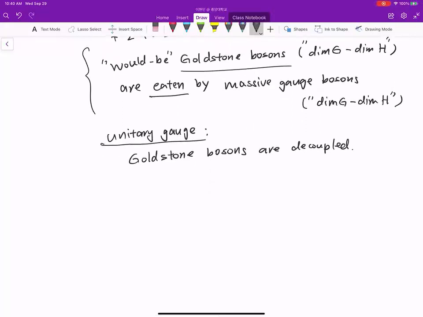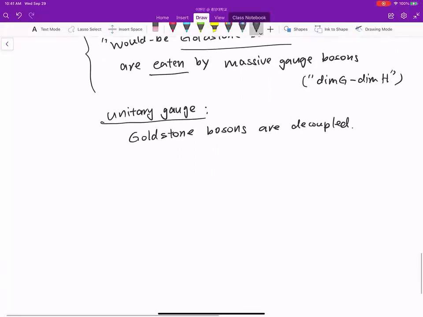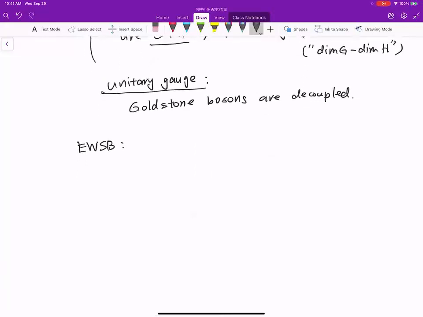If you think of breaking of a larger group to a smaller group, this discussion would apply. So there is no problem because of these massless Goldstone bosons anymore. So now we discuss electroweak symmetry breaking. Electroweak symmetry breaking depends on the potential, right? The Higgs potential.